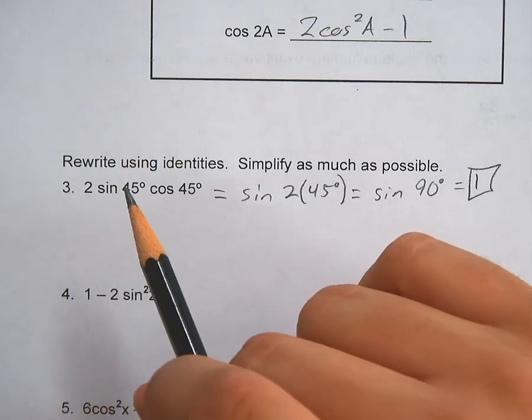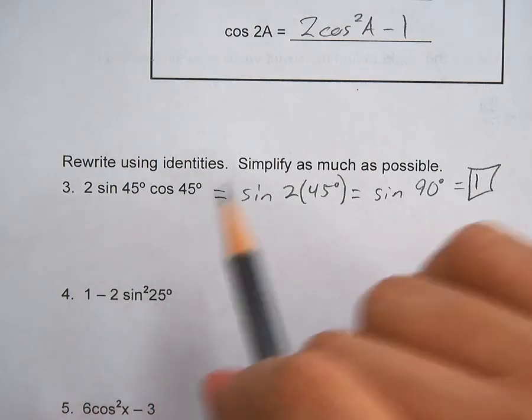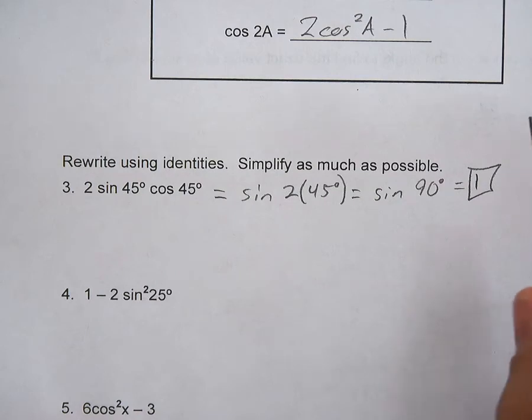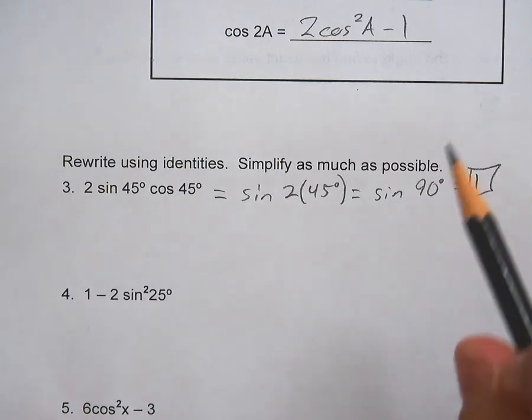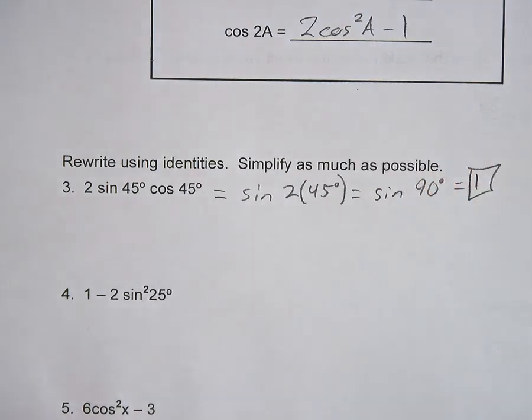Multiply 2 times the square root of 2 over 2 times the square root of 2 over 2 is 1. You end up with 4 over 4, which is 1. So you can actually see these do work out.